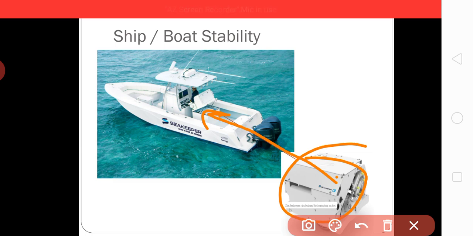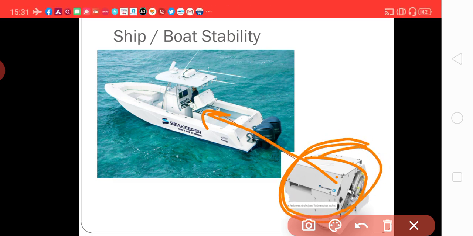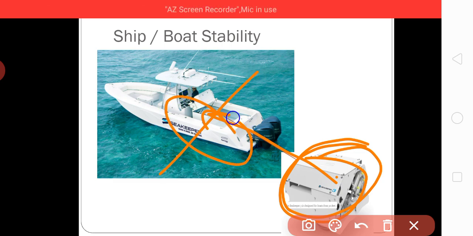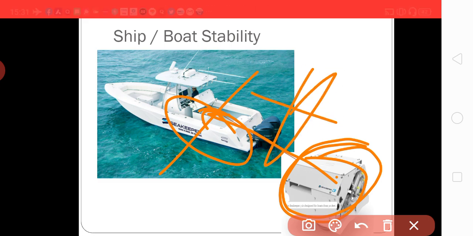This tendency is stopped by this boat stability system. It has two wheels which are rotating, one on this axis and the other on this axis, and they will not allow the boat to get destabilized because of their properties of precession and rigidity.